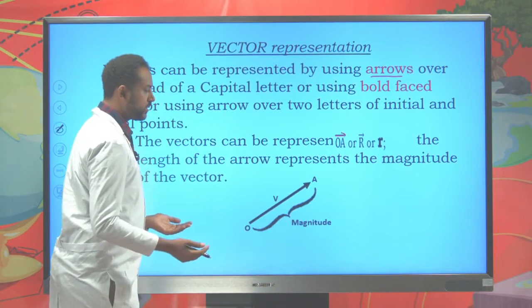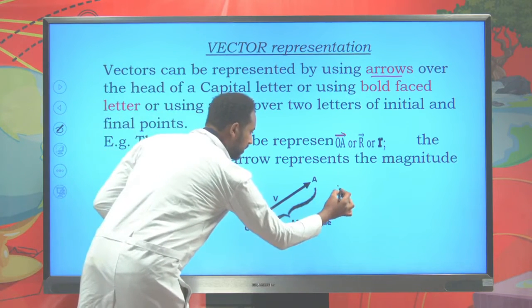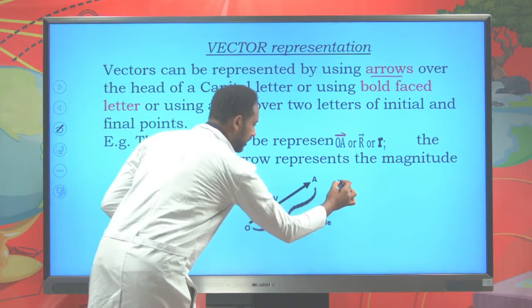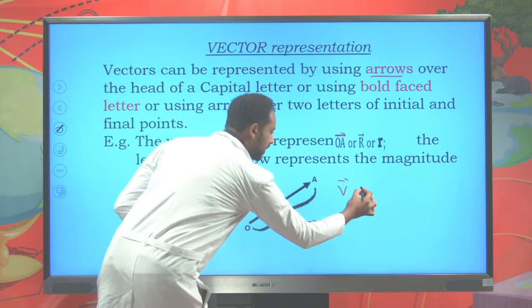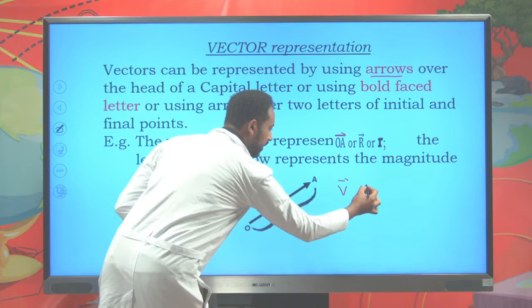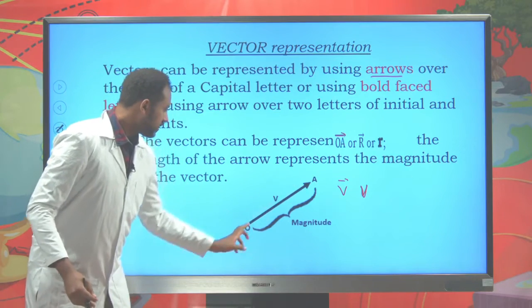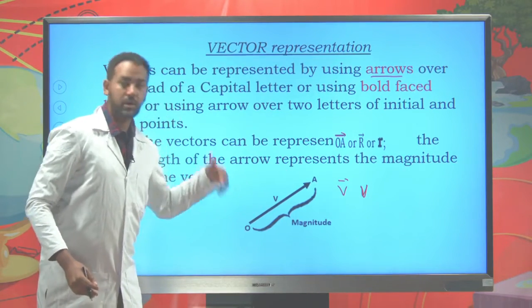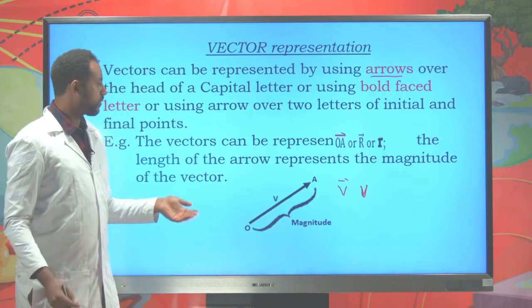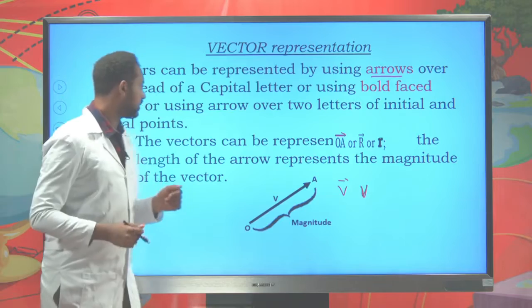Or it's also possible to use a single letter. For example, here you have V. Therefore, you can use V with an arrow over it, or it's possible to use a boldface letter V. You have to make it bold. This is how we represent vectors. The length of the arrow represents the magnitude, and the head of the arrow represents the direction. Therefore, vectors are represented by using both magnitude and direction.